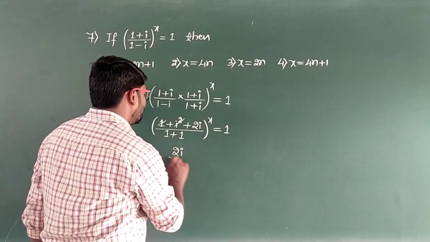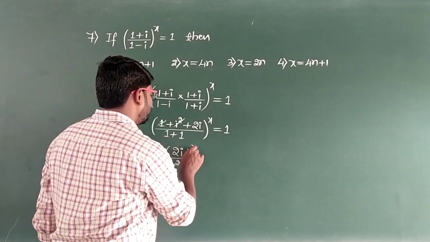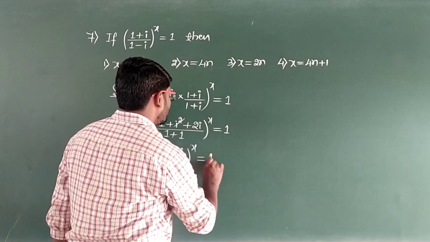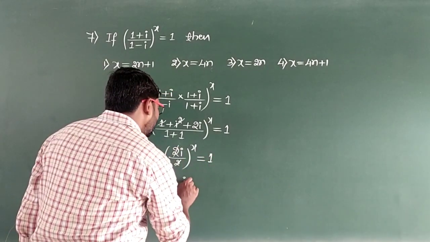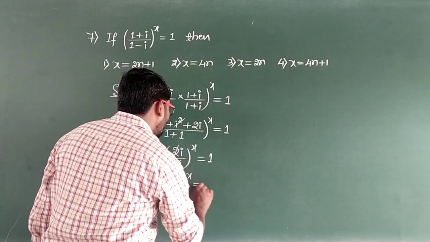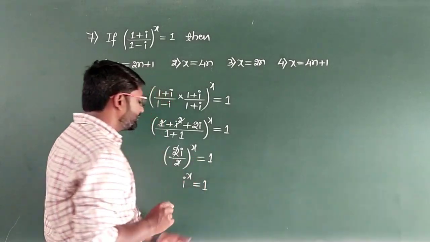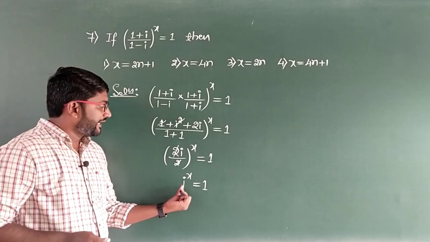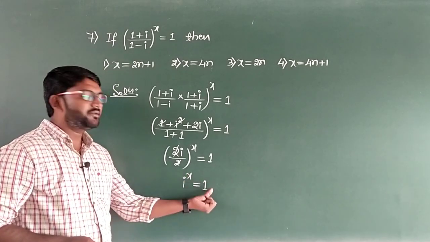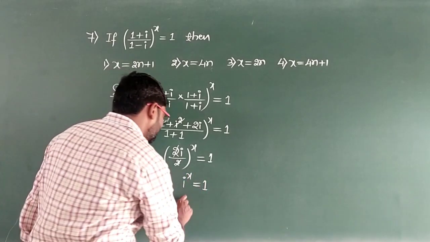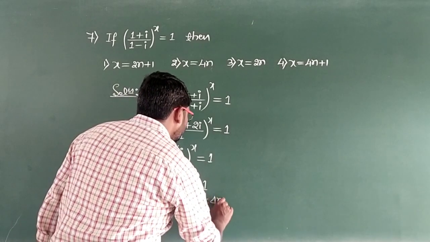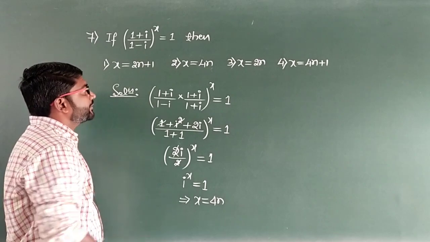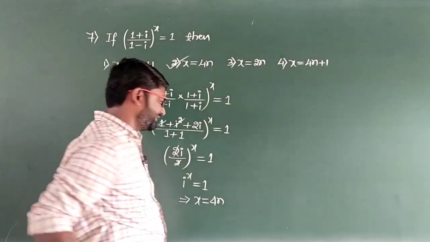(2i divided by 2) whole to the power x is equal to 1. So again 2 and 2 get cancelled. We have i to the power x is equal to 1. So we all know the property of the power of i: i raised to 4n will be 1, i to the power 4n. So this implies x is equal to 4n. So search for the options now. Option 2 is the correct answer.